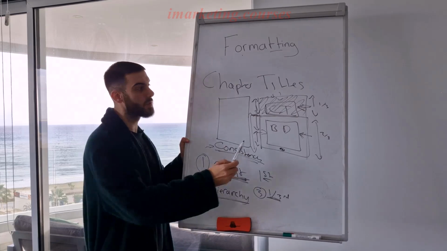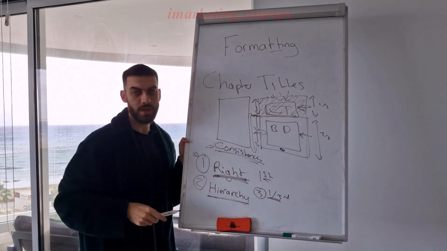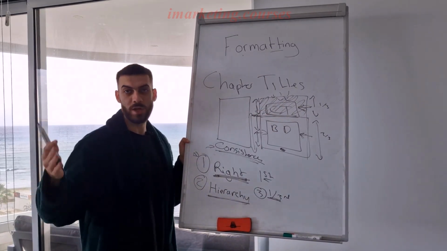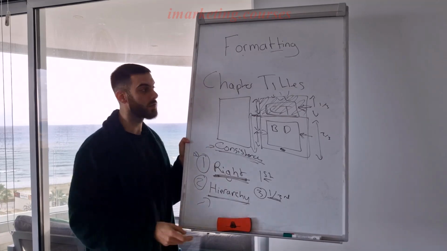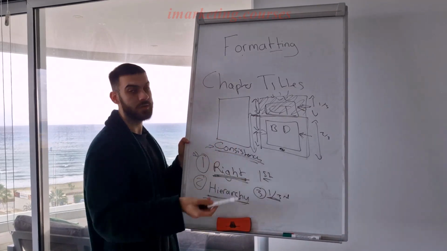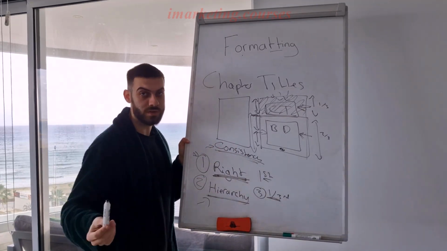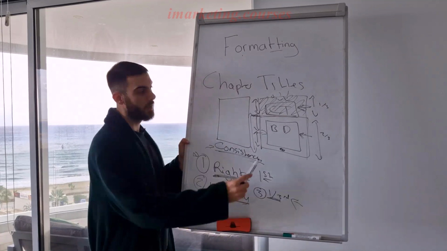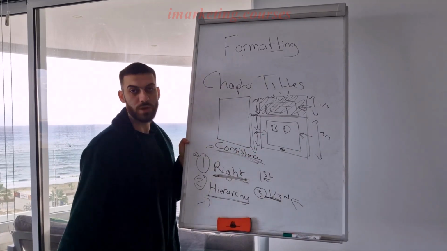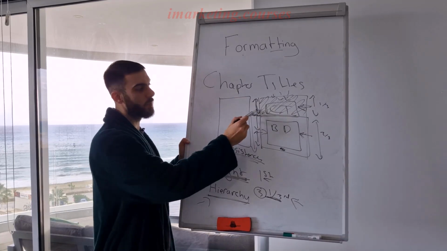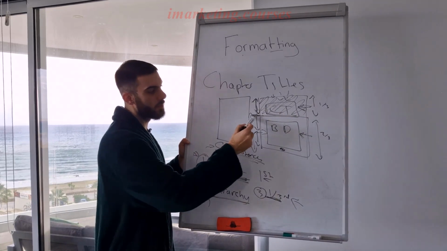So it's very important that your chapter titles start on the right page for chapter 1. If you want to do it for all the chapters, that's fine. Make sure you have hierarchy, so your chapter title is larger than everything else. Make sure they read the chapter title first. And then you also want to leave space for the body text so it can start 1/3 down the page. So leave the first 1/3 for the chapter title, and then the body text can start.